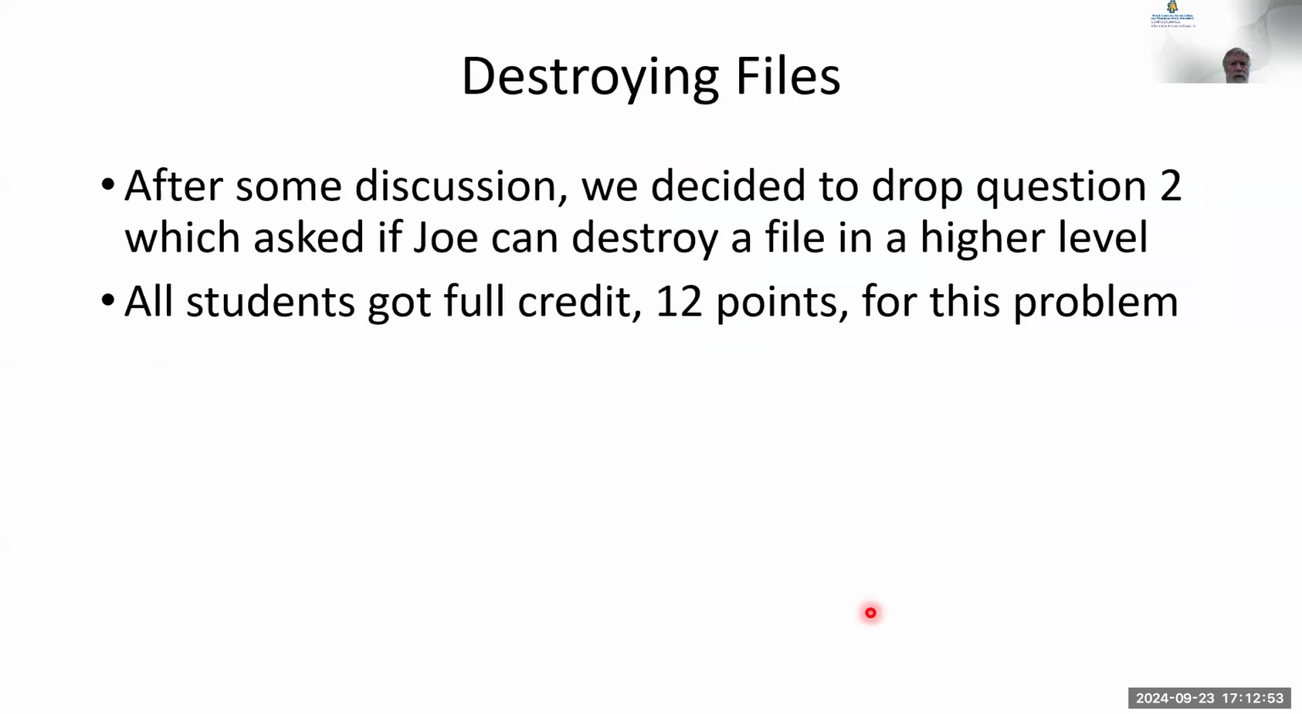Question number 2 talked about destroying files. After significant discussion with the TAs, we decided that this question was confusing, and we threw it out. I just gave everybody 12 points for that question. It was a 12-point question. Everybody got 12 points. So anybody upset about that idea? If you want, I'll take your 12 points away. Okay. It does turn out it has something to do with a write-up. Question 1 discussed write-up, because ChatGPT is incorrect.